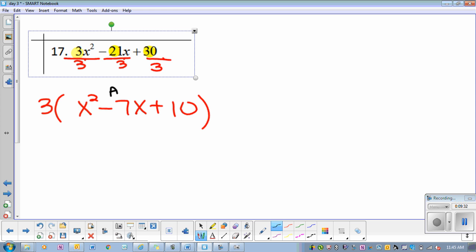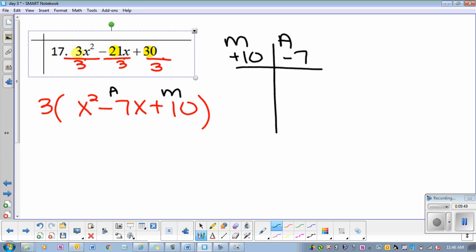1, 2, 3. Trinomial? Yeah, times 2. Let's see if we can do a T-chart. Because, you know, sometimes with trinomials, you can't do a T-chart, and then you just have to stop there. But let's see if we can find the numbers. Multiplies to give me a positive 10. Adds to give me a negative 7. Negative 2 times negative 5. Negative 2 and negative 5.